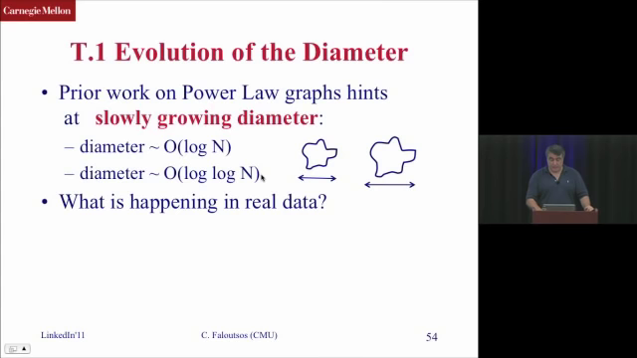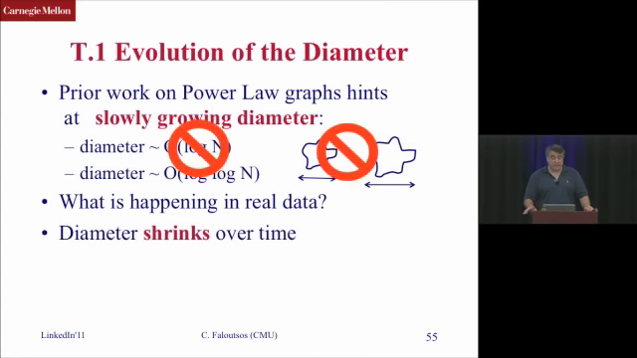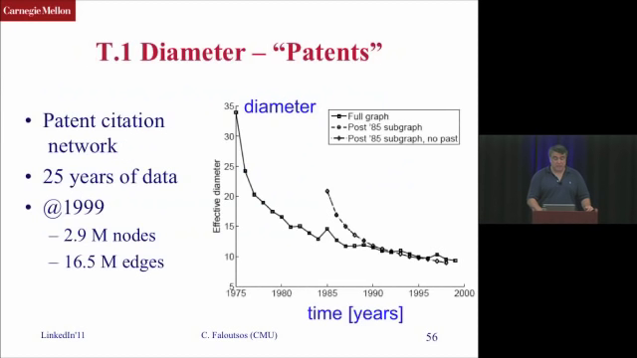What is happening in real data? A log n is very slow, right? What is happening in real data? The answer is that both theories are wrong. The derivations are correct, but the assumptions they are using are wrong. The diameter shrinks over time.